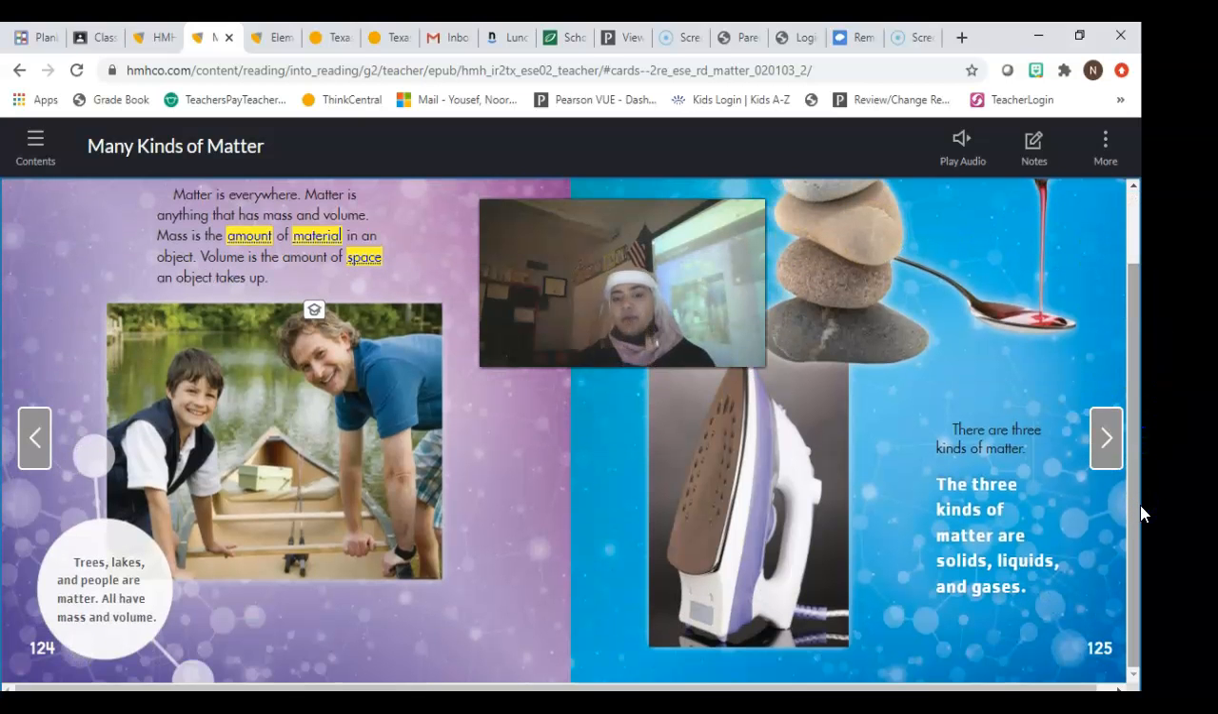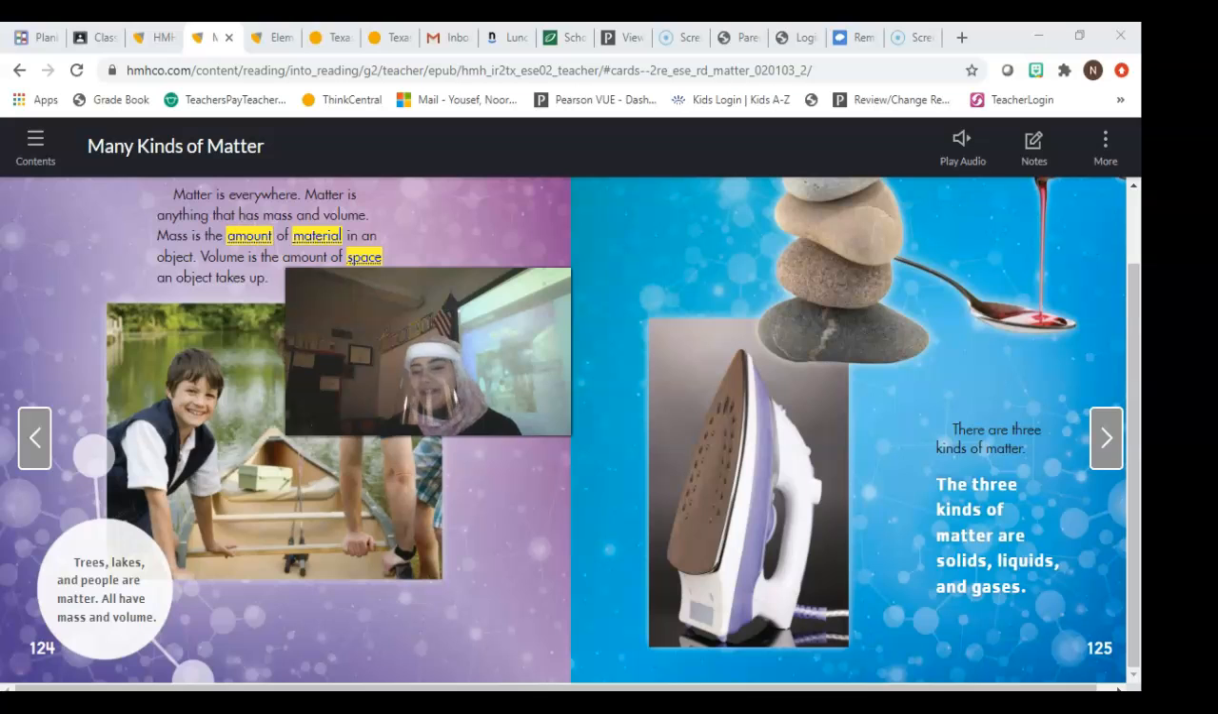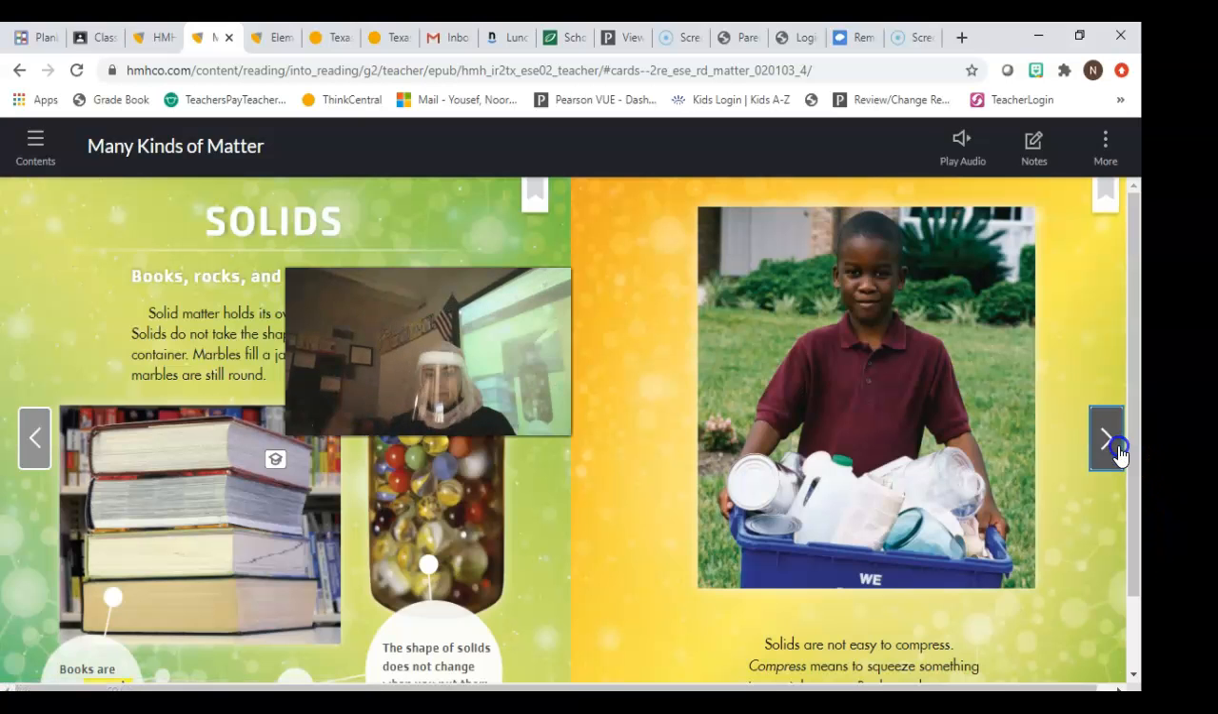All right, I'm going to popcorn read now. I'm going to be reading, and I'm going to call on somebody. And if you have no idea where I am, please be prepared for a consequence. Okay, we are right here right now, but I'm not going to point, so you better follow along. There are 3 kinds of matter. The 3 kinds of matter are solids, liquids, and popcorn. Christian, and what? And gases. Very good.